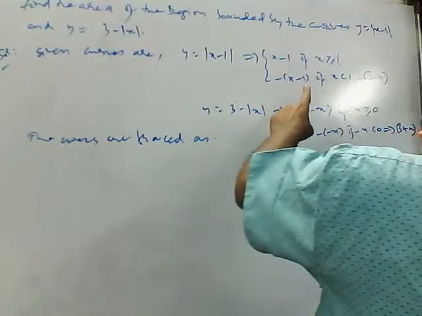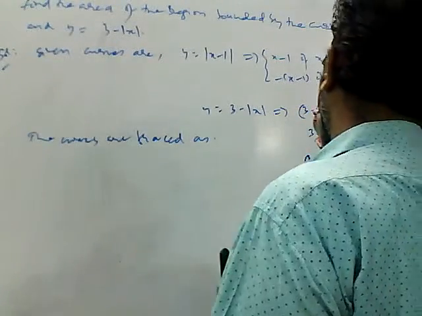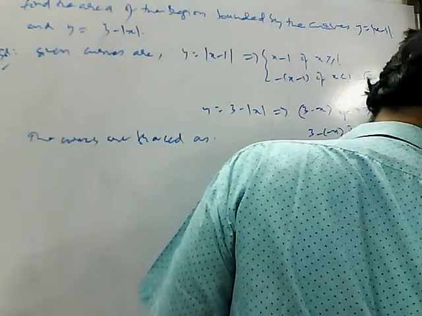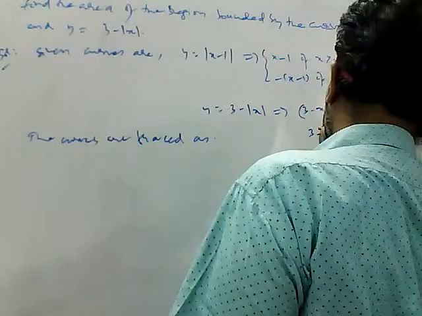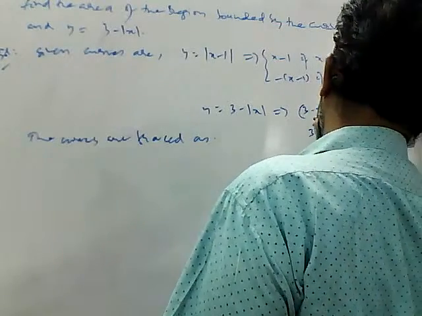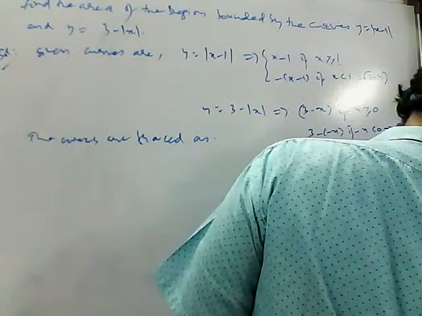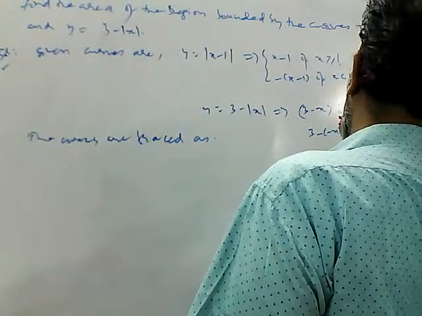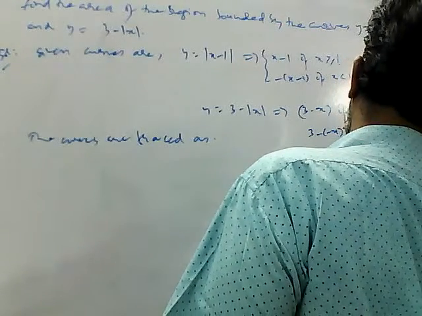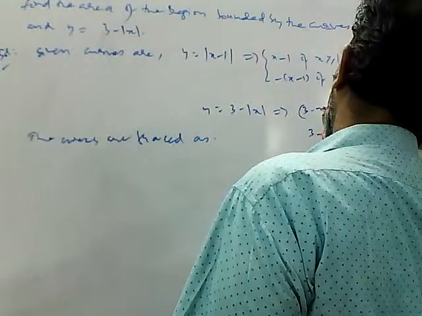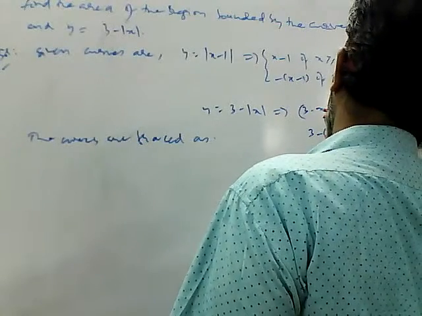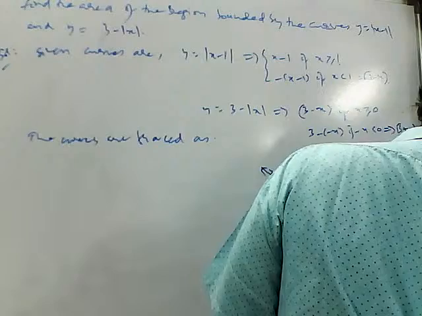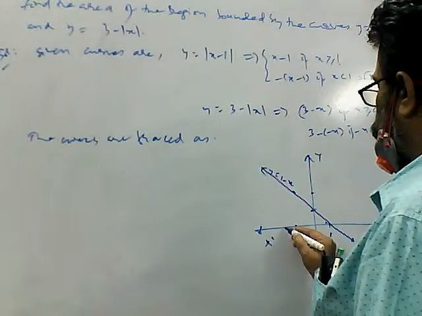y is equal to minus of x plus 1. y is equal to 1 minus x. So this curve is from minus 1 to 1, minus 1 to 2. Here 1, here 2. 1 minus x. Next, second curve, minus 3 to 2, 3 plus x.